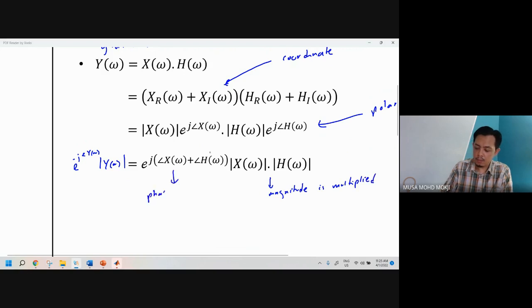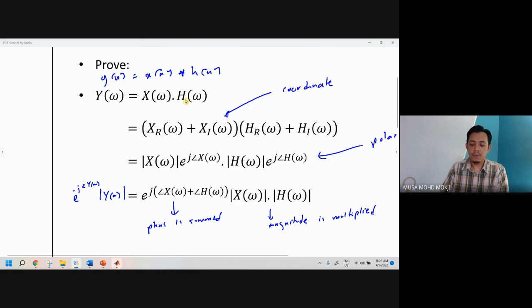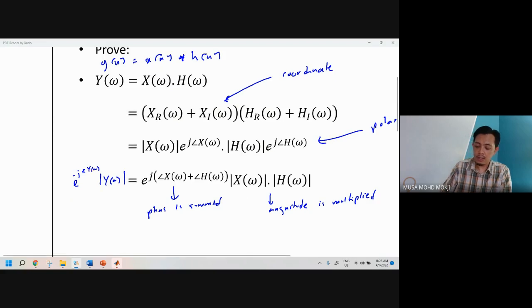Phase is sum. Okay. Because by looking at this original formula, we don't separate it into magnitude and phase, so we just see multiplication here. But after we do some expansion and convert it into polar form, then we can see that actually the multiplication is on magnitude. But on phase, it is actually a sum.